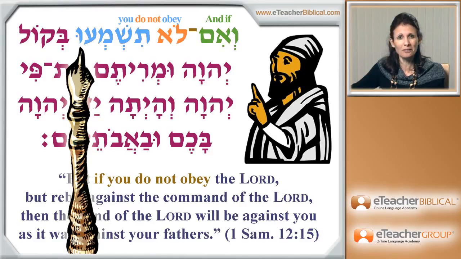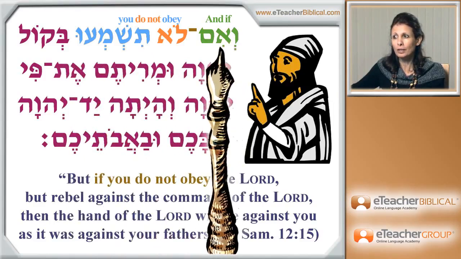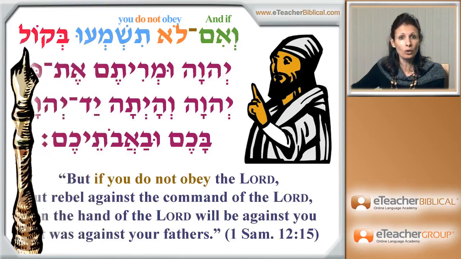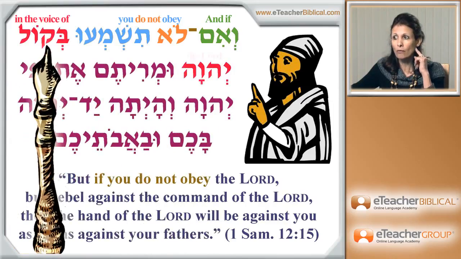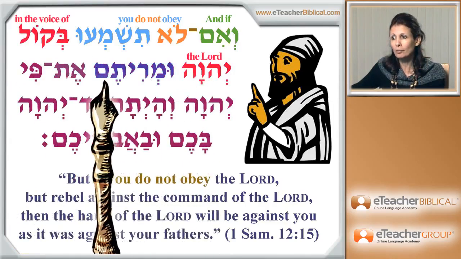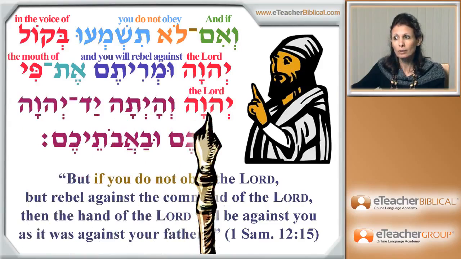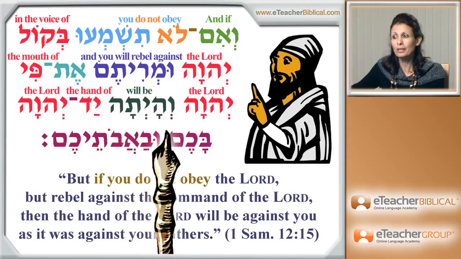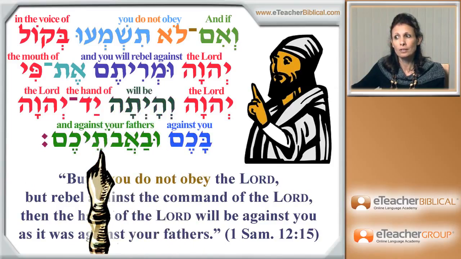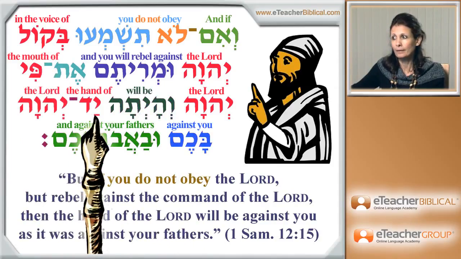Now, what is the poetic device I was mentioning before? Look at the words Ve'im lo tishme'u bekol Adonai, which in Hebrew literally is "in the voice of the Lord." Umeritem et pi Adonai, and you will rebel against the mouth of the Lord. Then the hand of the Lord will be against you and against your father. So the voice of the Lord, the mouth of the Lord, and the hand of the Lord.